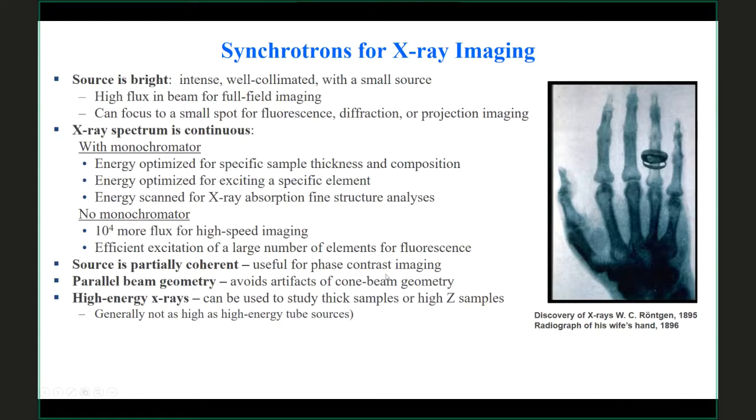The source is partially coherent, which is useful for phase contrast imaging that I'll discuss. It's a parallel beam that avoids artifacts due to cone beam geometry. And that's what a laboratory CT source has, is cone beam. And that has unavoidable artifacts, particularly at large cone angles. And then finally, there are high energy X-rays that come from the synchrotron, particularly the APS, good for studying relatively thick samples or high atomic number samples. But I should say that even the high energy X-rays at the APS, it's not as good as a very high energy, like industrial X-ray tube, which is designed for X-raying welds in a pipe or something like that. That's not what the synchrotron excels at.